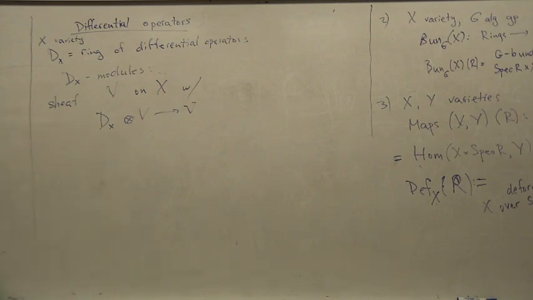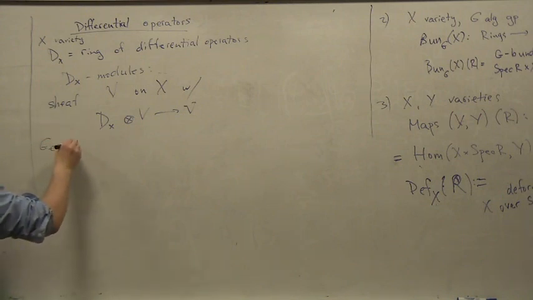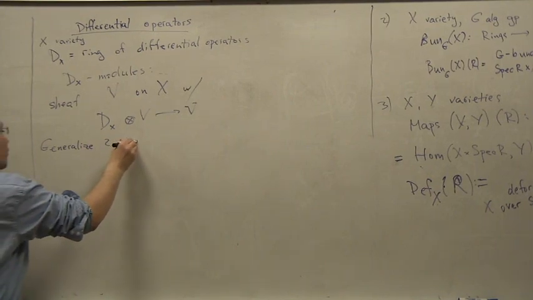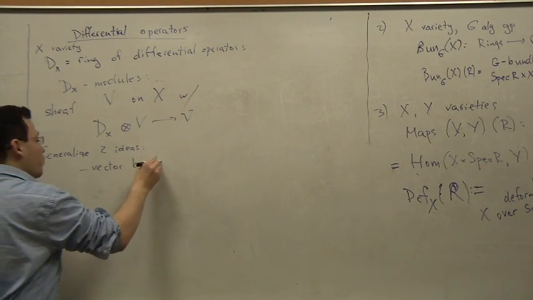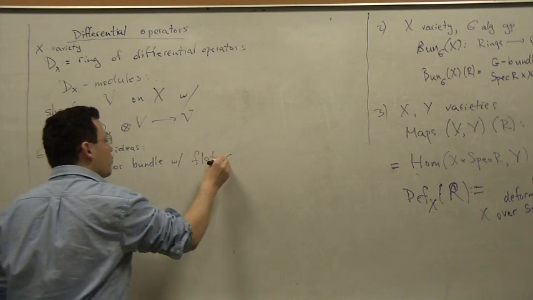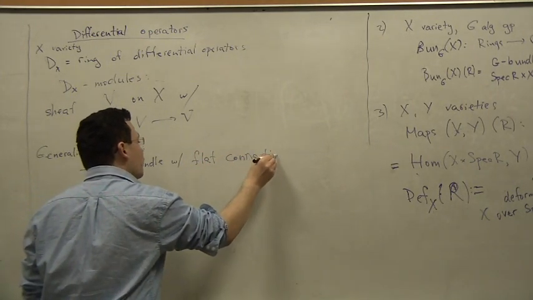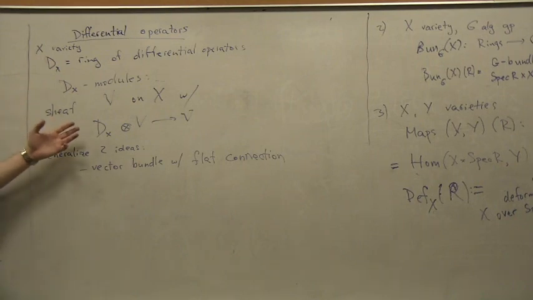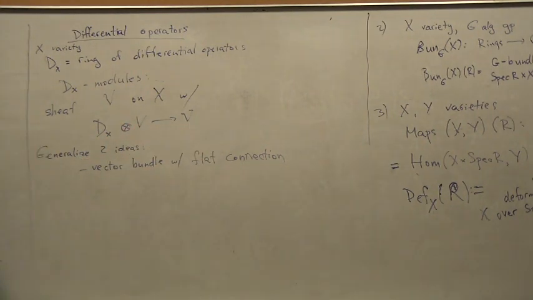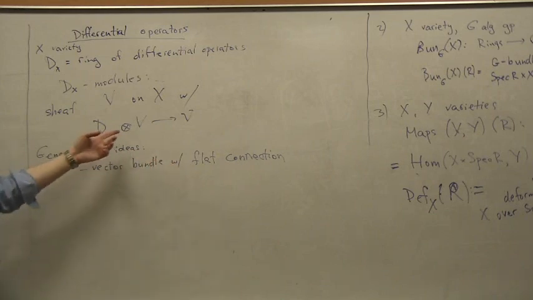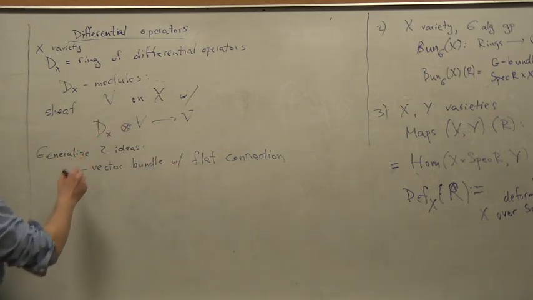So what sort of objects are these? Well, these generalize two ideas, which are maybe the same idea. One is the notion of a vector bundle with a flat connection. So in particular, a vector bundle with a flat connection is a covariant derivative from V into V tensor one-forms. Sort of dualizing that, you get a map from the tangent space cross V into V, which, the fact that it's a flat connection implies that it extends to a map like this.